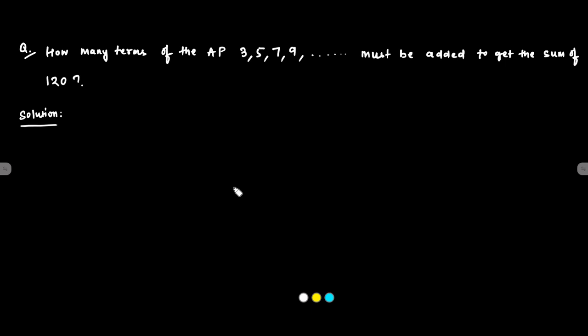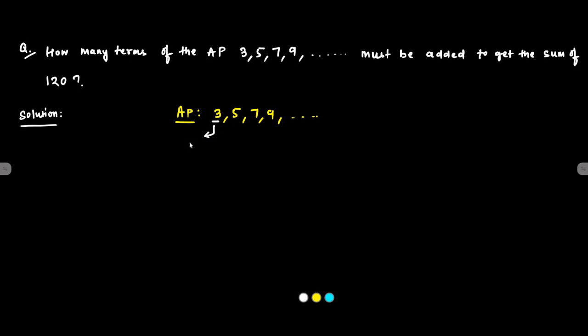Hello friends, so here is another question on sum of n terms of an arithmetic progression. It is given: how many terms of the AP 3, 5, 7, 9 must be added to get the sum of 120? So here we have the arithmetic progression given by 3, 5, 7, 9 and so on.